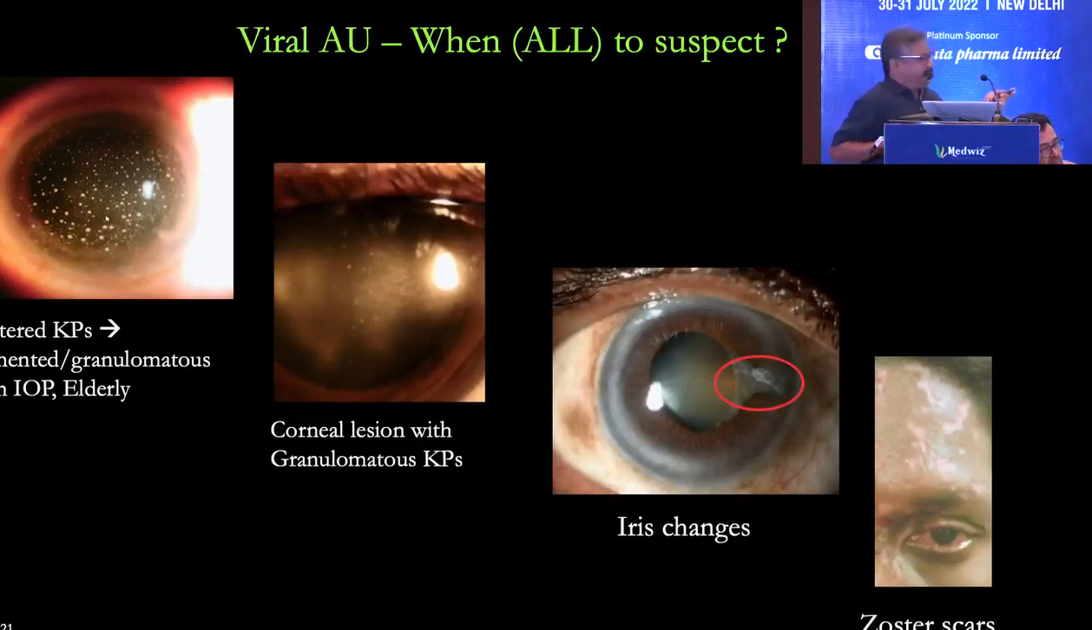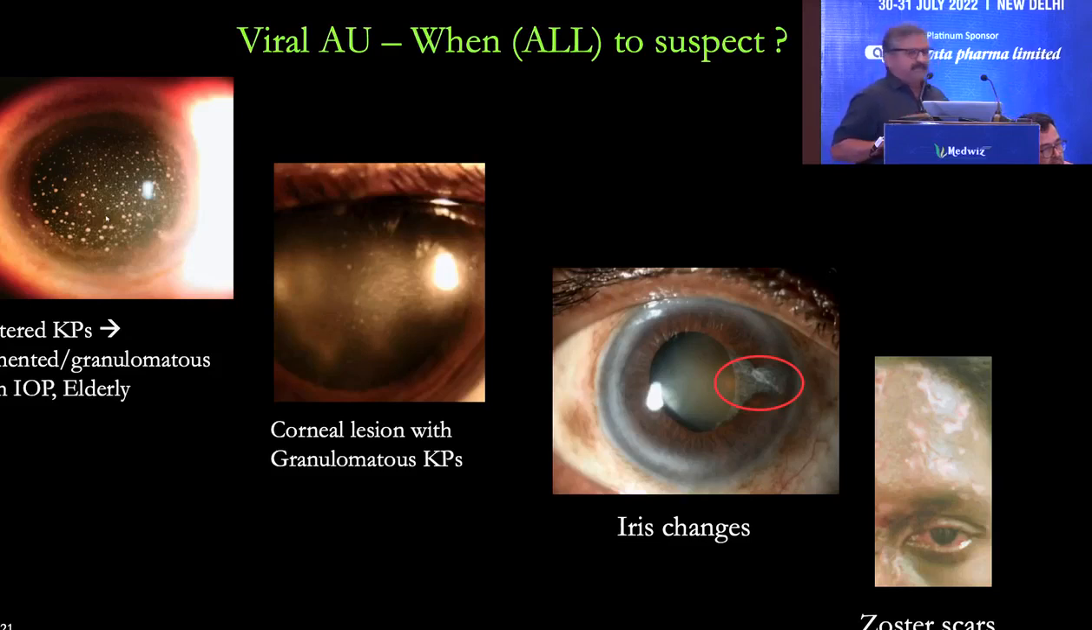But if you have some pigmented ones, the granulomatous ones or the microgranulomatous ones, with high IOP, and it is seen in the elderly, then you're probably dealing with viral. I always spot the diagnosis of viral if you have some corneal lesion, whatever the lesion, with KPs around, then you're probably dealing with viral. And sectoral iris changes, then it's viral again.